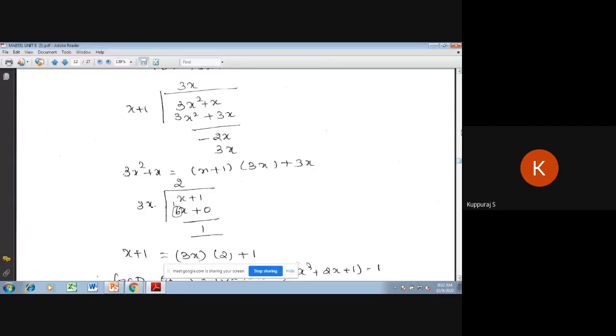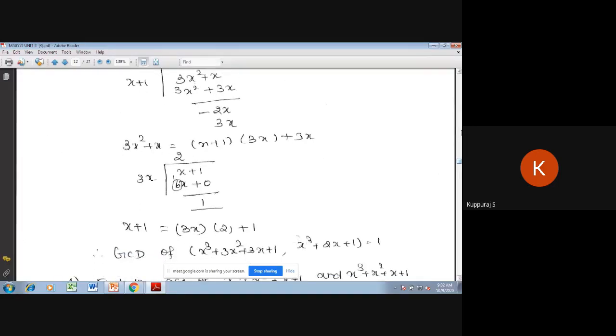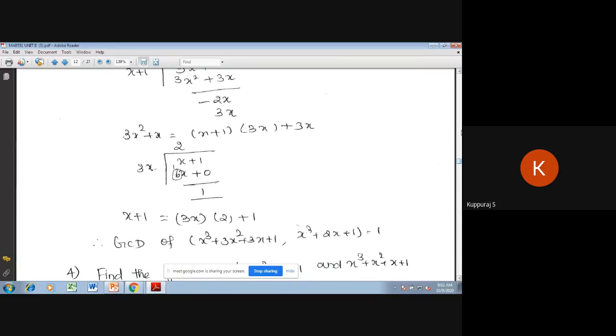So finally you receive the remainder as 1. Therefore, the GCD of the two polynomials is obviously 1. So we can say the given polynomials are relatively prime.